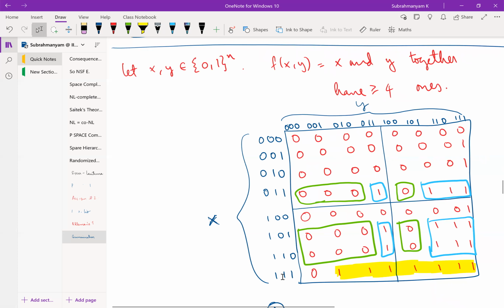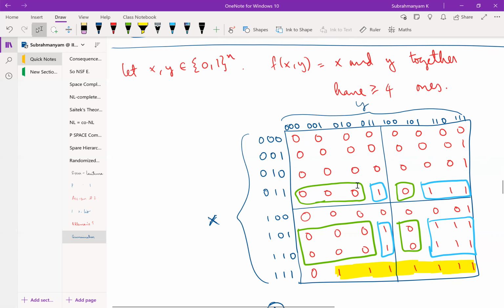For instance, when x has three ones, whenever y is not all zero, that is, y has at least one 1, the function value is 1. The only case when the function value is 0 is when y is all 0. Like that, for each x and y combination, I enter the function value, and I get a matrix like this.